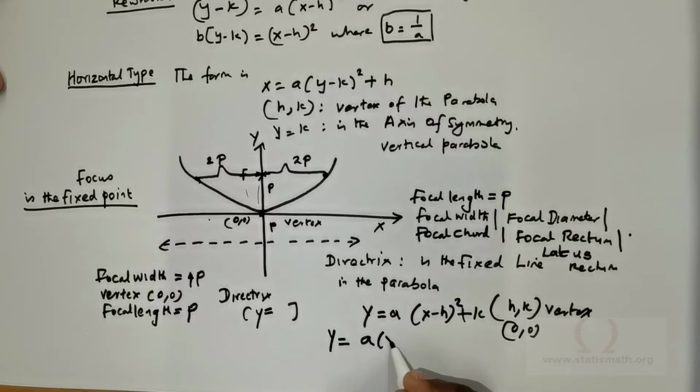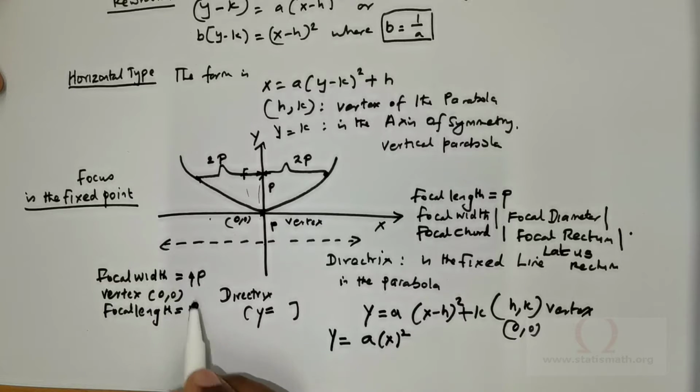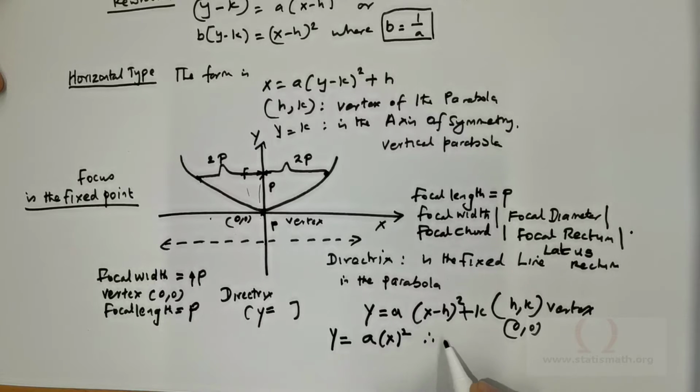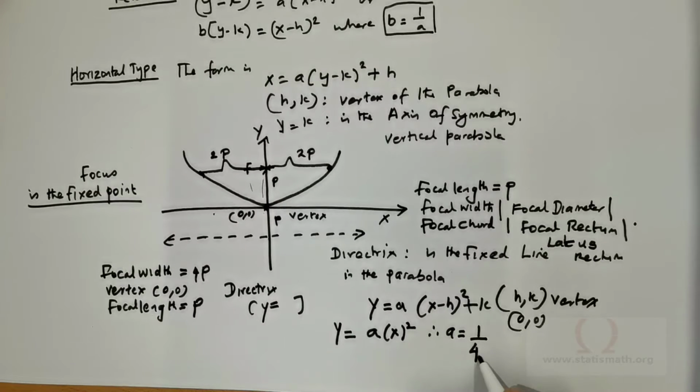So it's going to be x raised to the power 2. So this is going to be the equation of the parabola. Now, we know that the focal width is 4p units, so therefore the value of a is equal to 1 over 4p. Okay, have that in mind. A is equal to 1 over 4p.